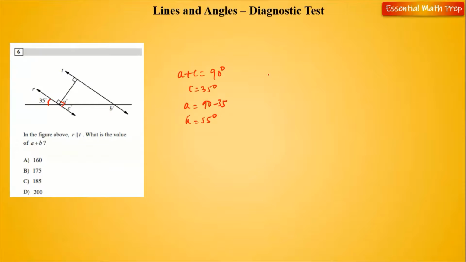So what is B? C plus B equals 180, right? If C is 35, B is 180 minus 35. That'll be, what is it? 180 minus 35 is 145. So A plus B would be 55 plus 145, which is, I think, 200. Yep, 200 degrees.